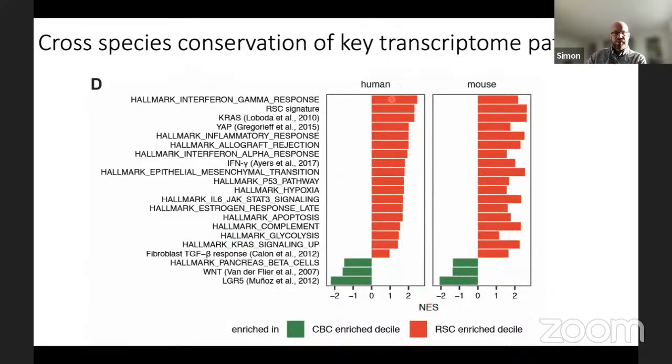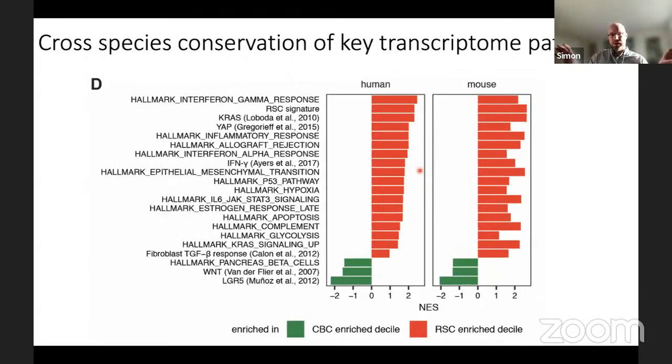And you can see that we saw quite enrichment of similar pathways across both human and mouse, with the regenerative stem cell enriched pathways here in red and the CRIT-based columnar enriched pathways here in green, which, as you can see, were Wnt and LGR5 and things that you might expect. In the regenerative stem cell enriched pathways, we saw interferon gamma, KRAS, YAP, and TGF-beta coming up as our pathways that were enriched within both the human and the mouse tumors that had a predominance of regenerative stem cells.